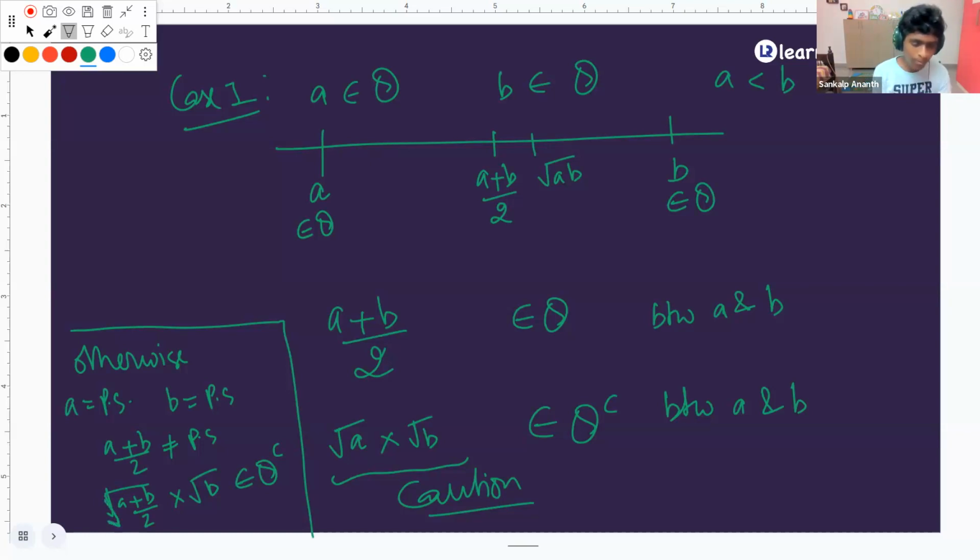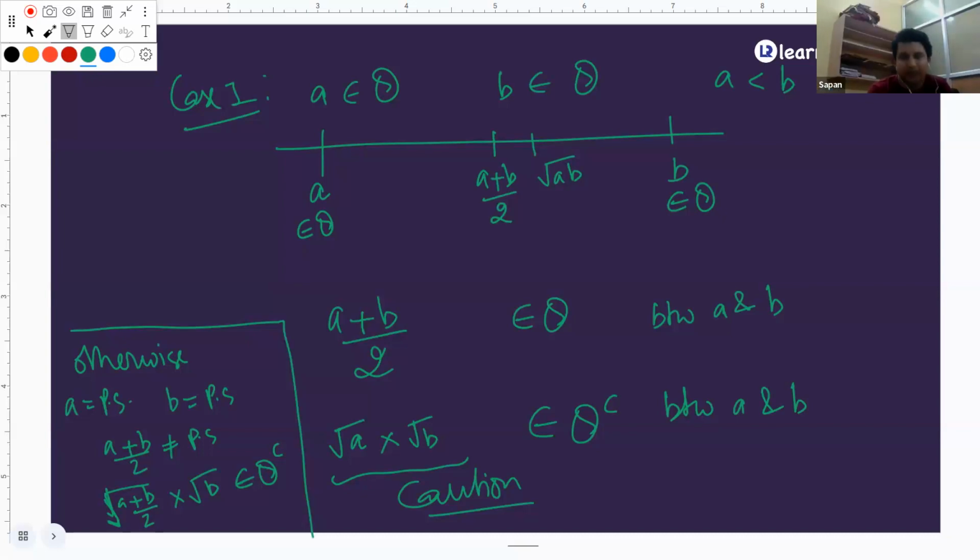So if both A and B are perfect squares, then (A plus B) by 2 becomes a non-perfect square. But in case 1, A is a non-perfect square. In case one you took the general example as A equal to 2 and B equal to 3, right?